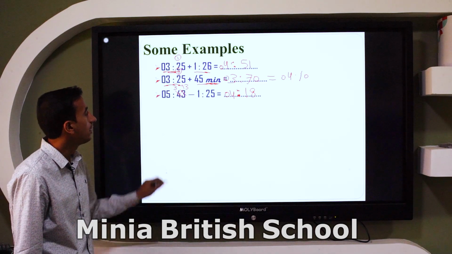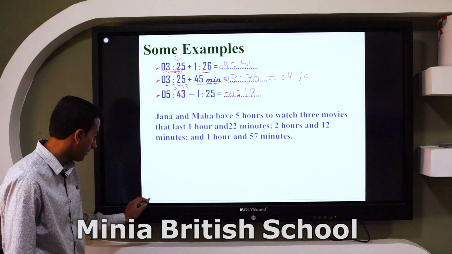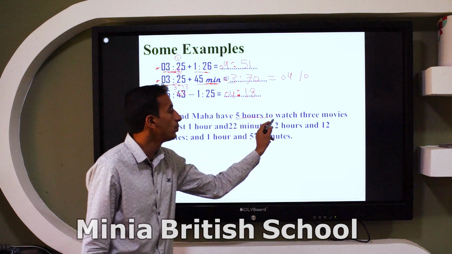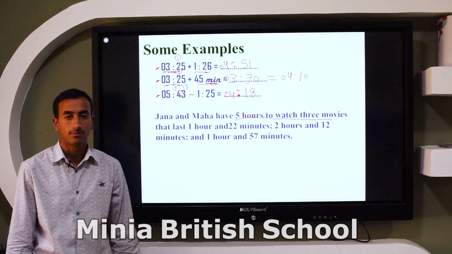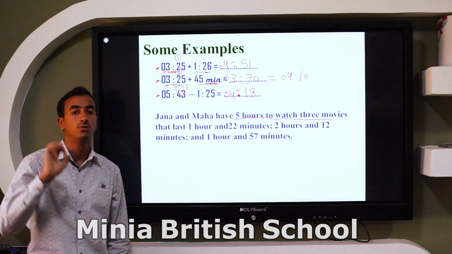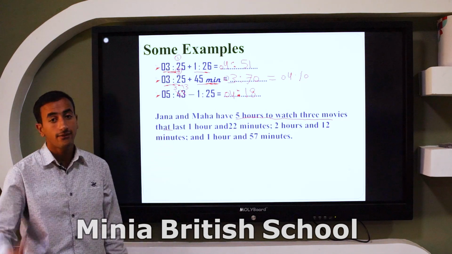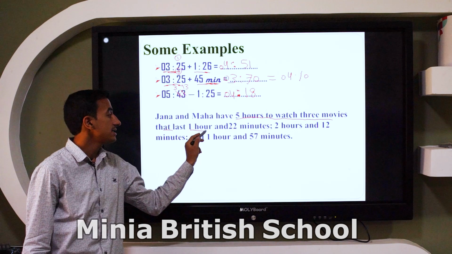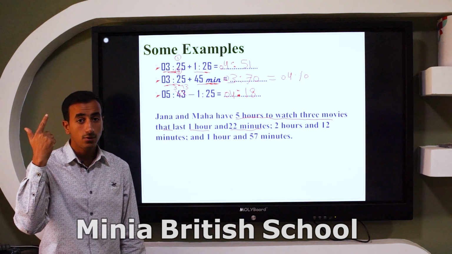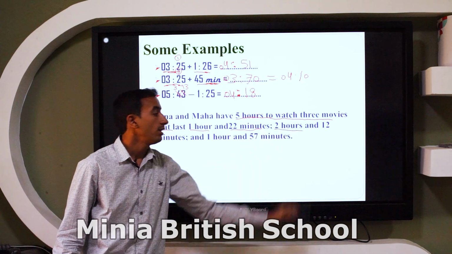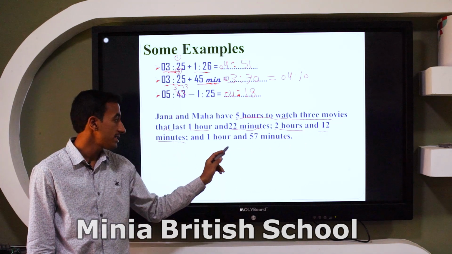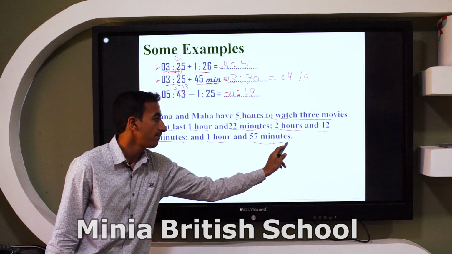Now we have an example in a word problem. Jana and Maha have a free time of 5 hours to watch 3 movies. The first movie lasts 1 hour and 22 minutes. The second movie lasts for 2 hours and 12 minutes. And the third movie lasts 1 hour and 57 minutes.